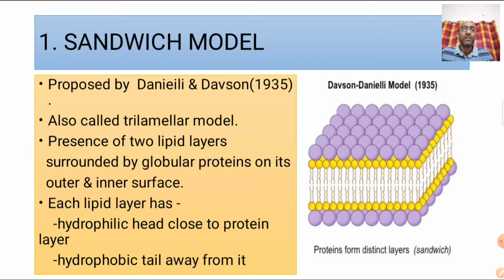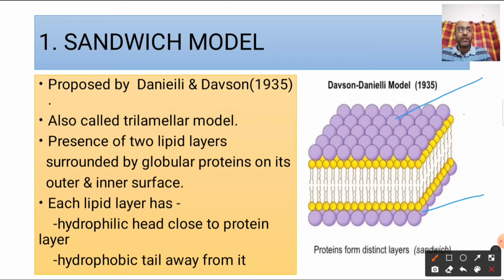As you can see in the diagram, the pink one is the globular protein, and the middle part is the lipid bilayer. Bilayer means two layers. You can see this one is one layer, then this one is the second layer.